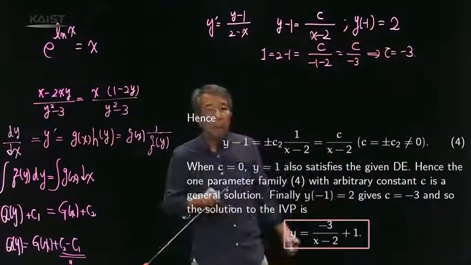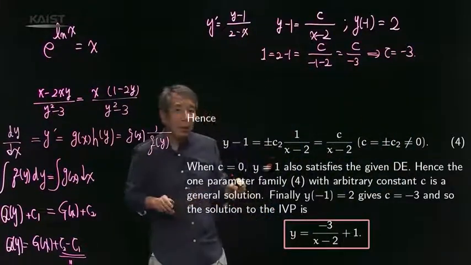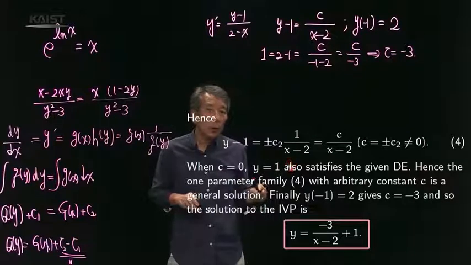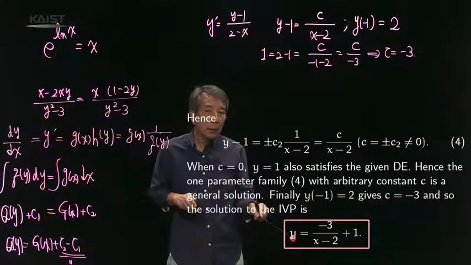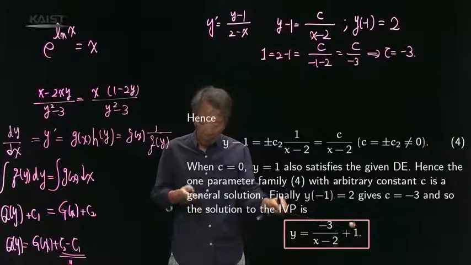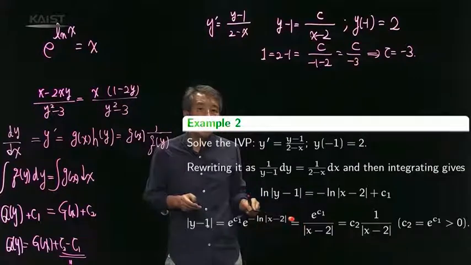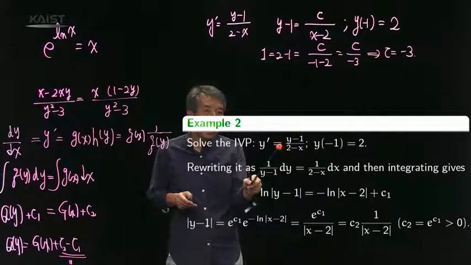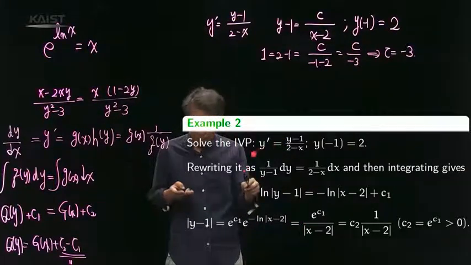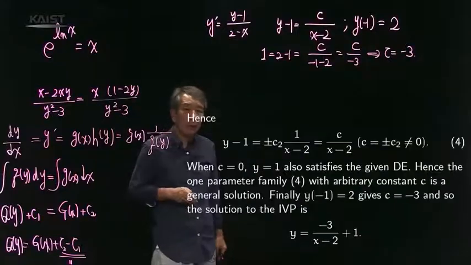So you can see that the solution to this initial value problem will be y is equal to negative 3 over x minus 2 plus 1. This is the solution to the given initial value problem. It's a very simple process.